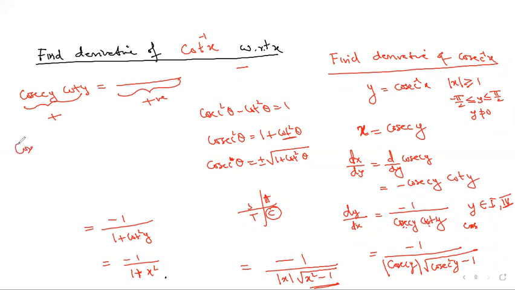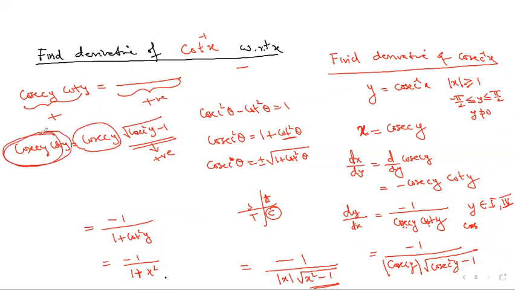So if I would have written cosec y into cot y as cosec y into root of cosec square y minus 1, this may not always be positive. But we know that the whole thing is always positive because of the quadrant in which it is lying. So to make both sides positive, you put the modulus. Is that clear to everybody?